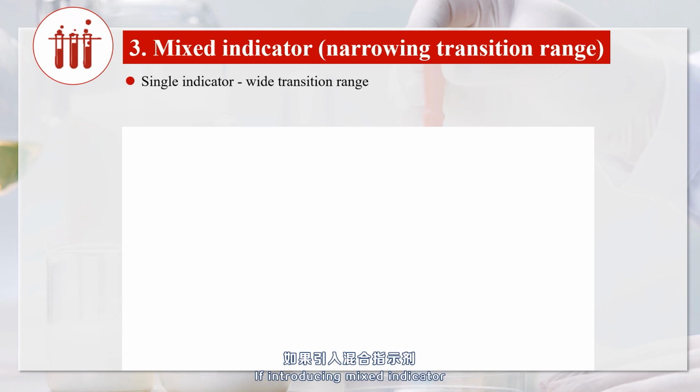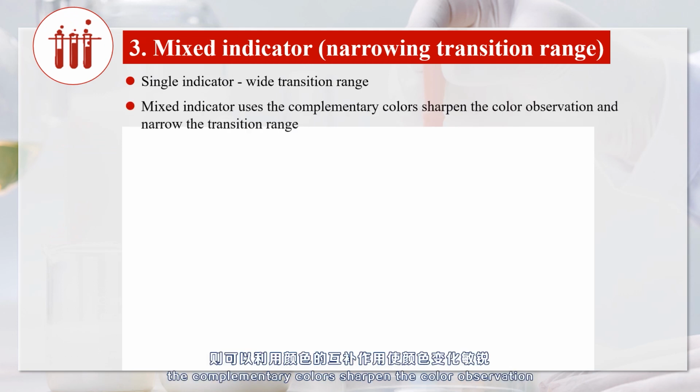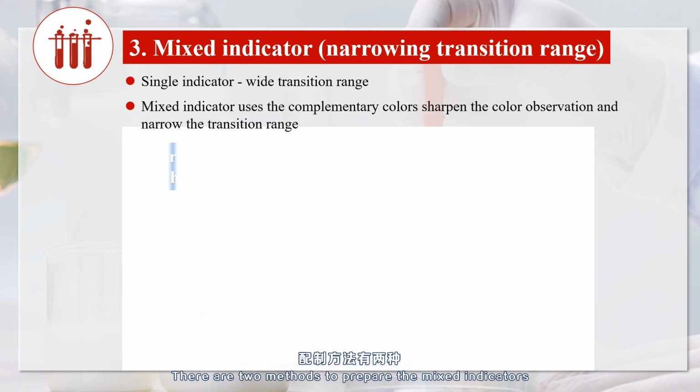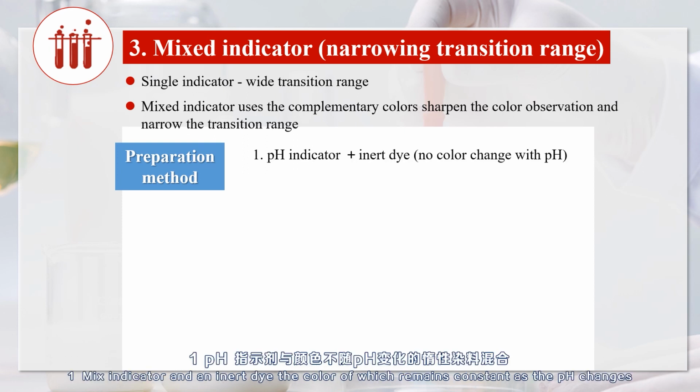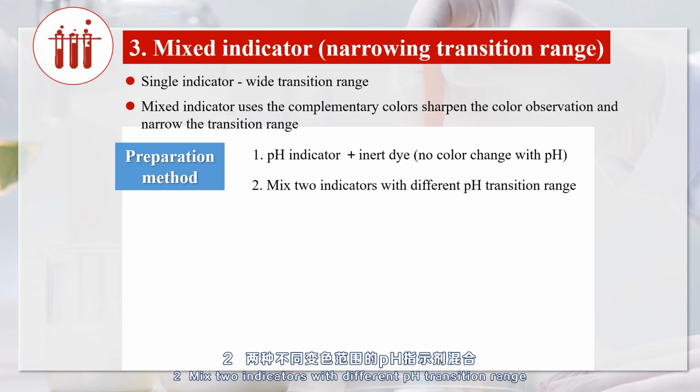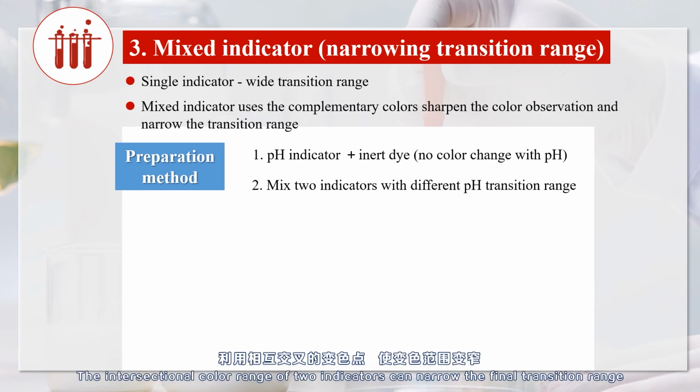If introducing a mixed indicator, the complementary colors sharpen the color observation and obviously narrow the transition range. There are two methods to prepare mixed indicators. 1. Mix an indicator with an inert dye, the color of which remains constant as the pH changes. Second, mix two indicators with different pH transition ranges. The intersectional color range of the two indicators can narrow the final transition range.